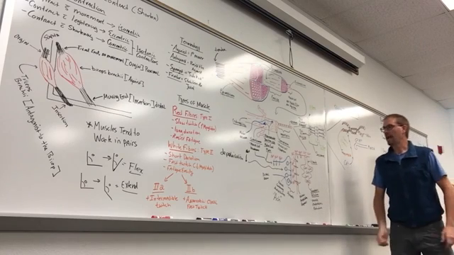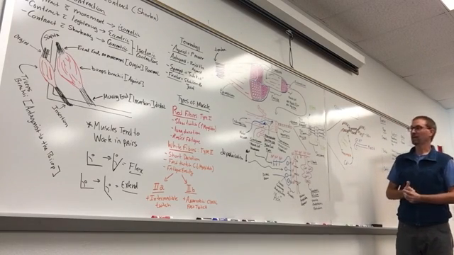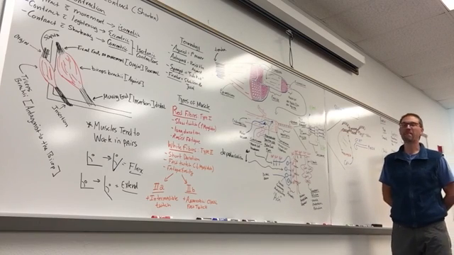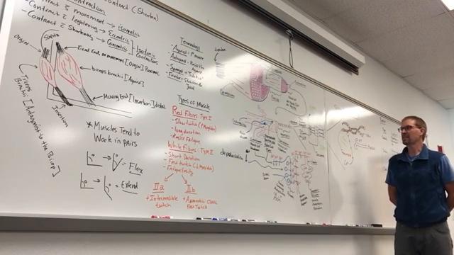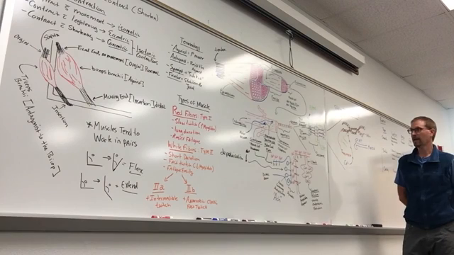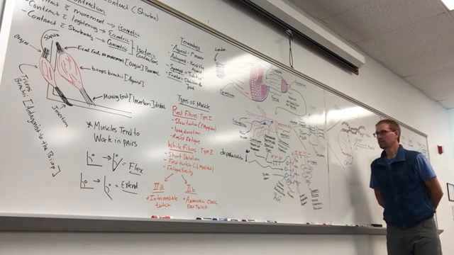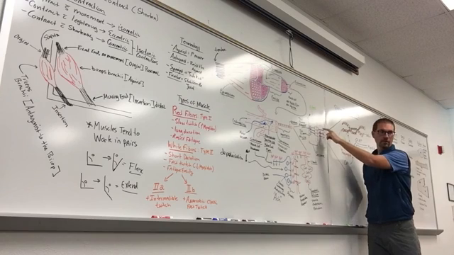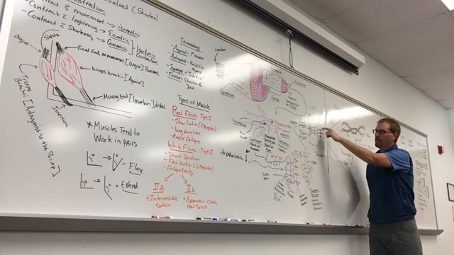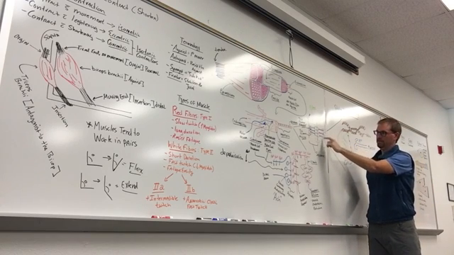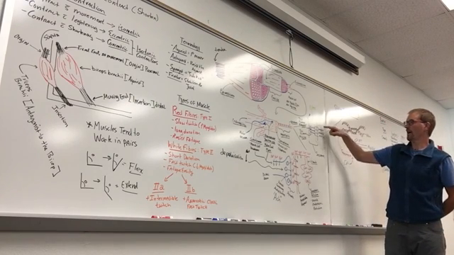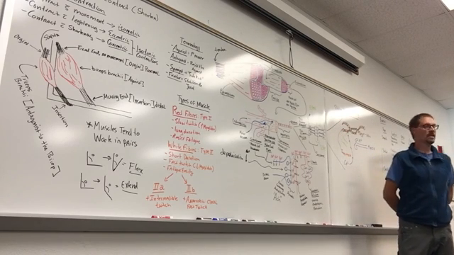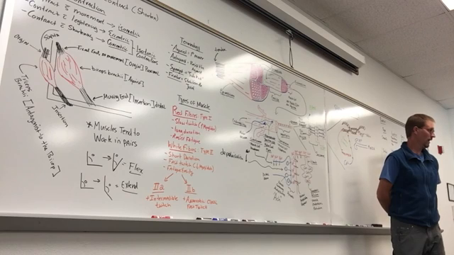Now, to make it even more complicated, you have different zones and bands within the sarcomeres. Let's start at the H zone. See this little opening here in the sarcomere? The only thing you have in that opening is just myosin, just a thick filament. That's the only structure you have in that opening. So the H zone is myosin only. Does that make sense?